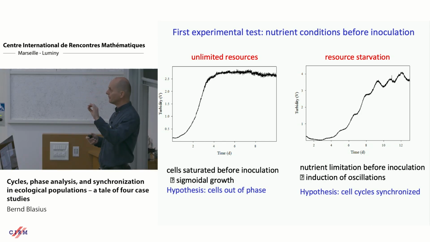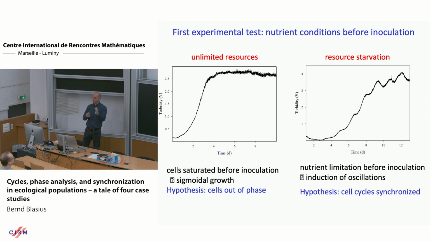If they're starved before inoculation, we believe they're all stuck in the G1 phase. Then we put them in the medium, and they all start from the same position and replicate in the same phase. And then we see oscillations. If they were not starved, they were not arrested in their G1 phase, and we don't see cycles. So that was a very good first test. Okay, maybe this theory is true with the life cycles.